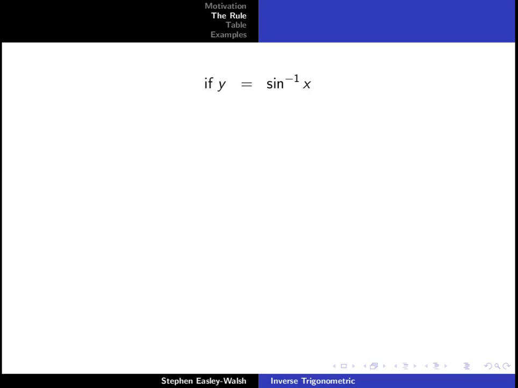If y equals sine inverse x, we can take the sine of both sides as shown. So we have sine y equals sine of sine inverse x. On the right, the sine and the sine inverse cancel, so we have sine y equals x, or to make it clearer, x equals sine y.